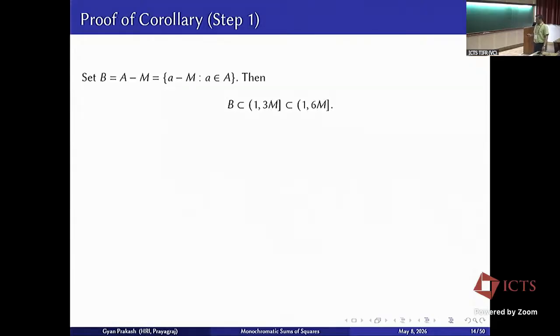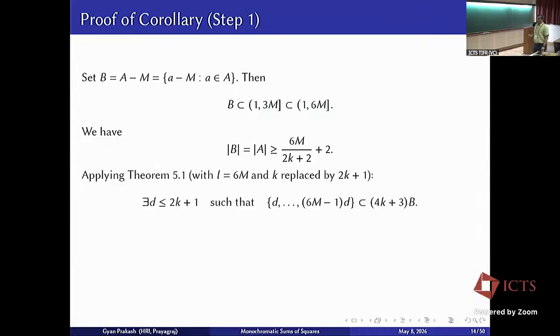So, okay. And we have the cardinality of B is equal to the cardinality of A, which is greater than or equal to 6m by 2k plus 2 plus 2, because I am just multiplying whatever has been given, the first term in 2 and in the numerator, 2 in the denominator. Okay. So therefore, the result of Sarkozy will tell me that there exists a common difference D less than or equal to 2k plus 1, such that this 4k plus 3, this B, contains an arithmetic progression of length 6m. Means these multiples of D with the length 6m.